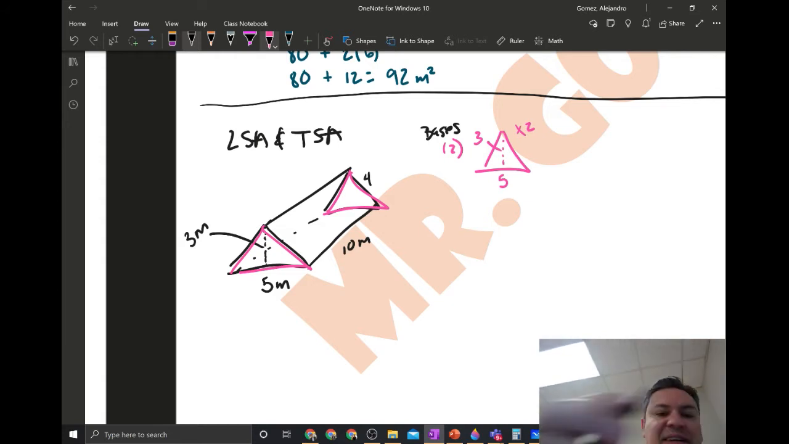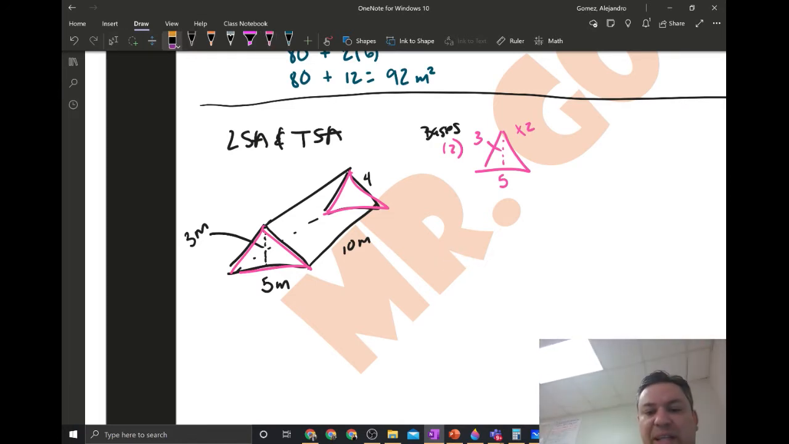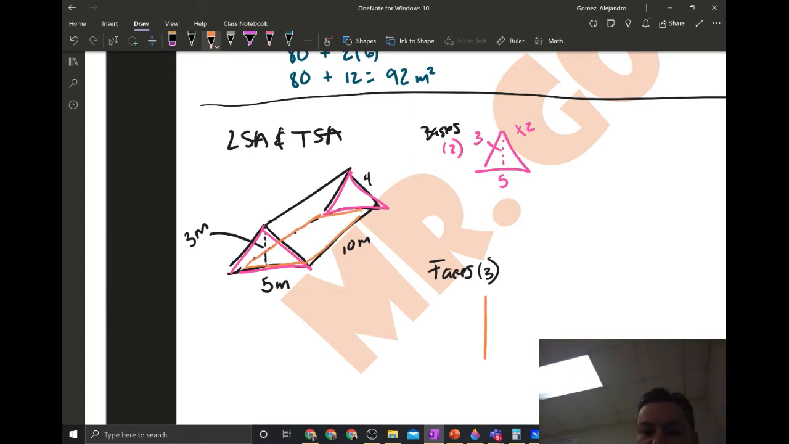Now, how many faces do I have? And are they all the same? This is where it's going to get a little tricky with triangles, and you got to be paying attention to where the numbers are coming from. Okay, I have 3 faces. One of them is going to be the one on the bottom. So I'm going to draw that, and I'm going to see what the numbers are.